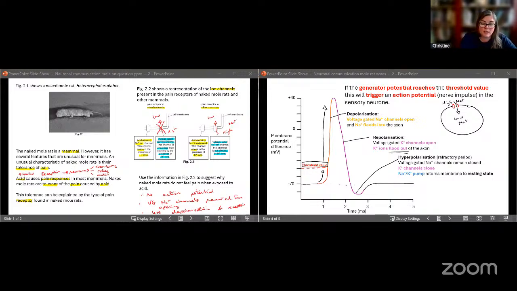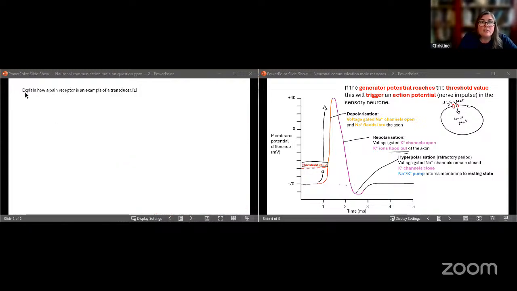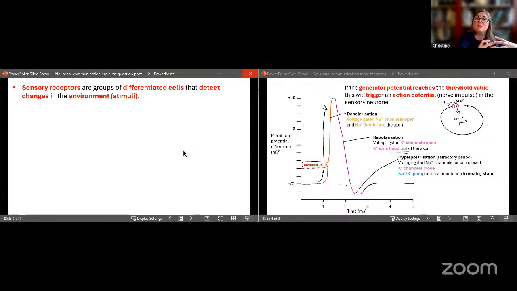that is what stops it from actually working. And then the second question on that one for you was explain how a pain receptor is an example of a transducer. What they want you to understand on this one is receptor cells. Sensory receptors are differentiated cells that are going to detect the changes in the environment, the stimuli. So we have specific cells to detect specific stimulus or stimuli, plural.